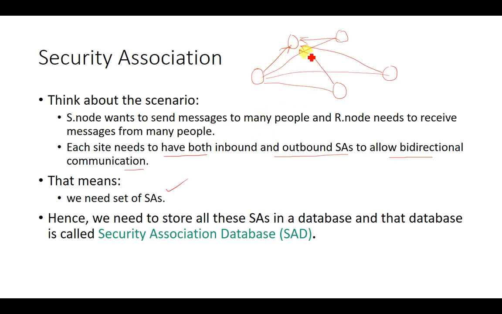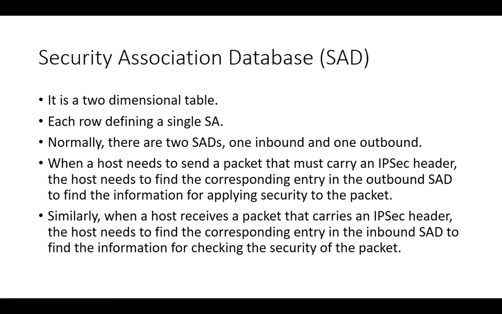To represent all these SAs, it is not possible with a single row of a table. It needs another database for that. Hence we need to store all these SAs in a database, and that database is called your security association database. So now we will talk about the security association database. Let's go for the discussion of the security association database. So what is a security association database? It is a two-dimensional table, each row defining a single SA. SA means the security association between two nodes.